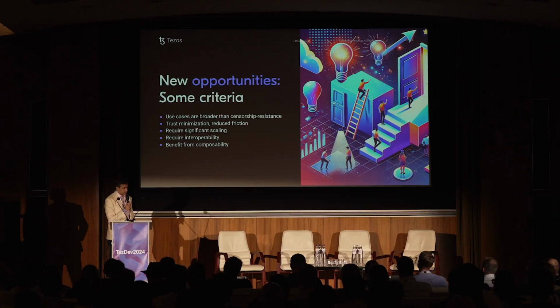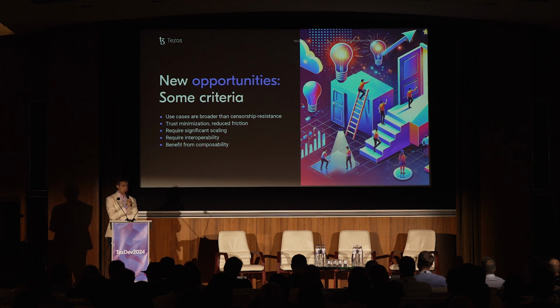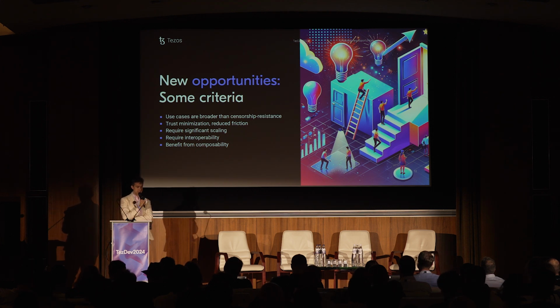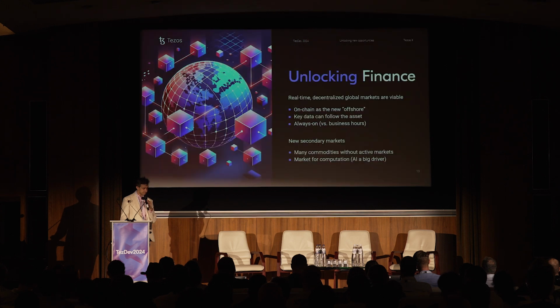So there are some new opportunities that are open with very high throughput, like I discussed. So some criteria. You can look at use cases which go beyond pure censorship-resistance. So anything that involves trust minimization, anything that involves reduced friction, anything that requires significant scaling, interoperability, or that strongly benefits from composability. So finance, I think.